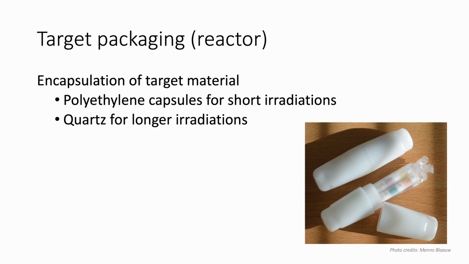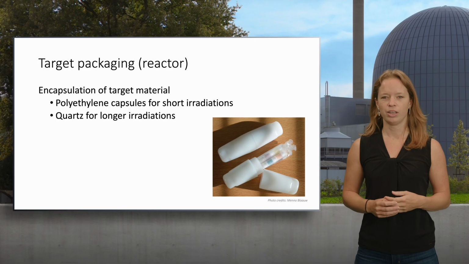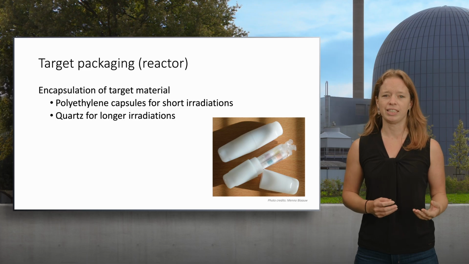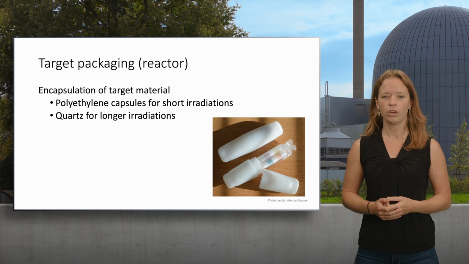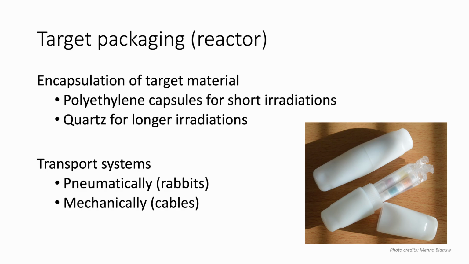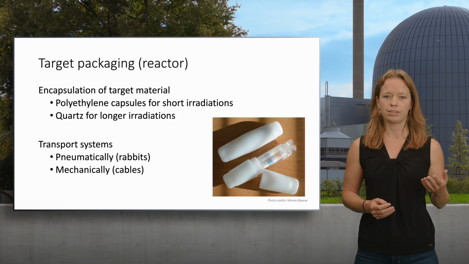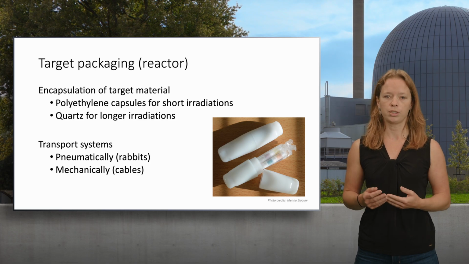To irradiate a target in a research reactor, it needs to be packed in an irradiation container. For short irradiations, these containers are often made of polyethylene, a type of plastic. Because this material is not very resistant against radiation and starts to break apart at higher radiation doses, quartz ampules are generally used for longer irradiations. The plastic containers, also called rabbits, can be transported pneumatically to the reactor core, whereas the quartz ampules are often transported mechanically.